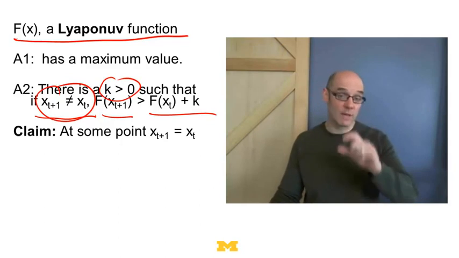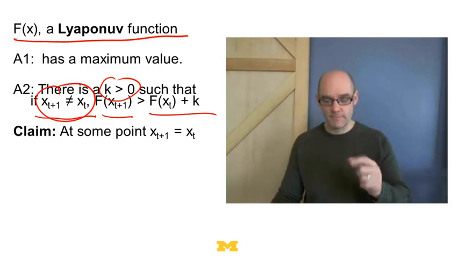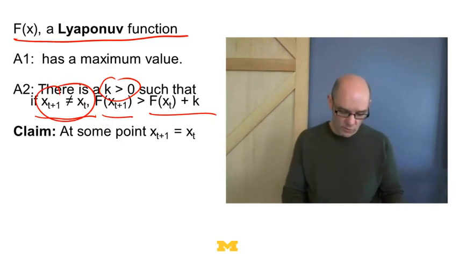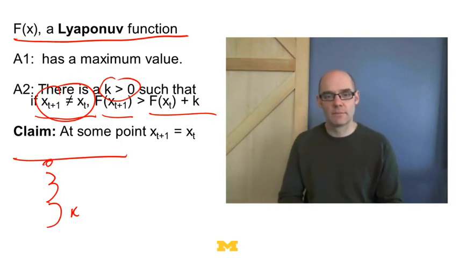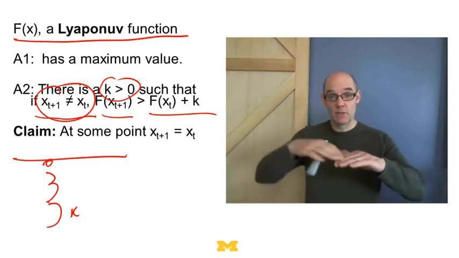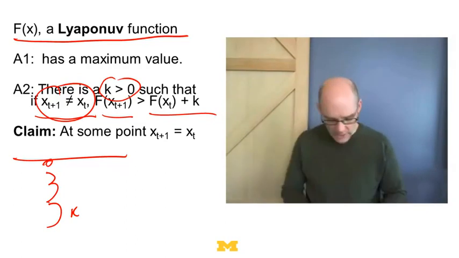It doesn't always have to increase by exactly k. It can increase by more, but it's got to increase by at least k. If those things hold, so it's got a maximum, and you're always increasing by at least some amount k, then at some point the process has to stop. Because if it didn't stop, it would keep increasing by k and it would go above our maximum. That's the theorem.